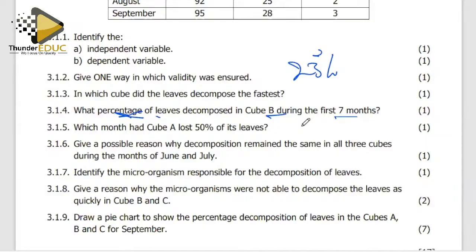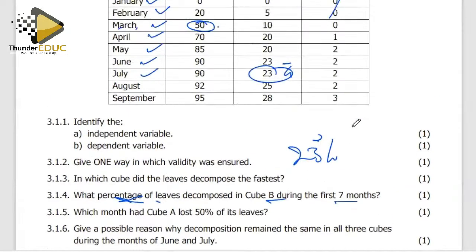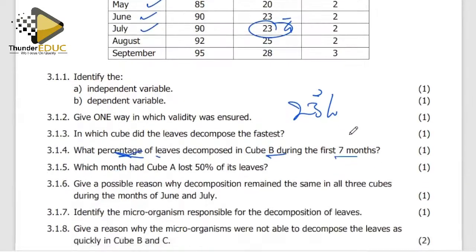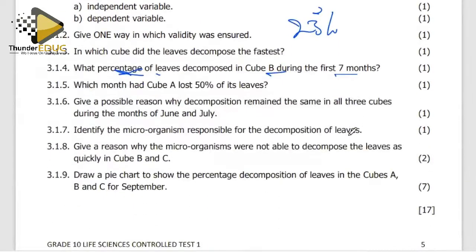Give a possible reason why decomposition remained the same in all 3 cubes during the month of June and July. What do you think? Don't you think it is dealing with the temperature? June and July are winter months. Therefore, the temperatures are low, which makes the bacteria or the enzymes slow down. So you have to link it to the temperature.